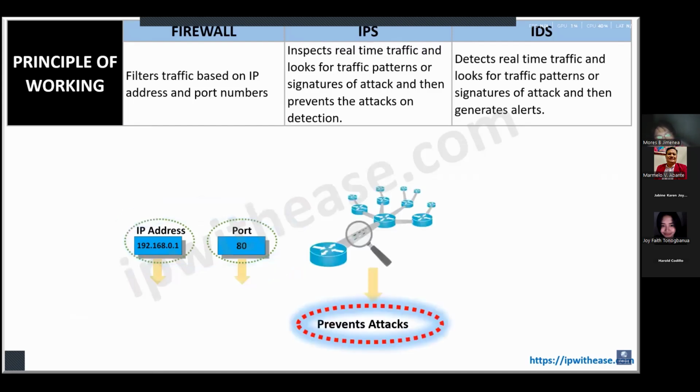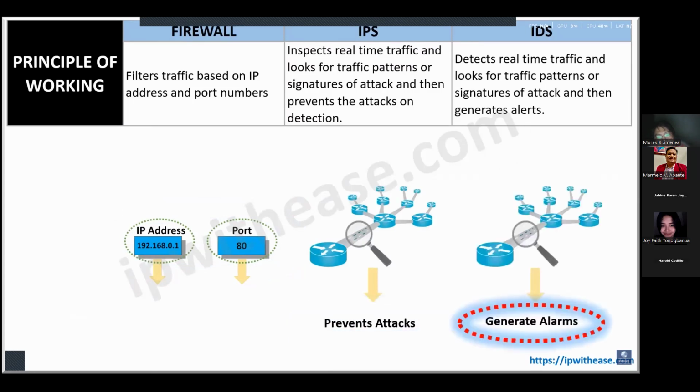IPS inspects real-time traffic and looks for the traffic pattern and signatures. Based on its detection, it will prevent the attack. IDS will also detect the anomaly with same approach. However, it will send the alert and not disrupt the traffic. Here it is important to note that IPS can sometimes give false positive results and block a legitimate traffic. Hence, many administrators or companies prefer to have IDS in the setup and not IPS, since they don't want the genuine traffic to be blocked, which can be a bad customer experience.